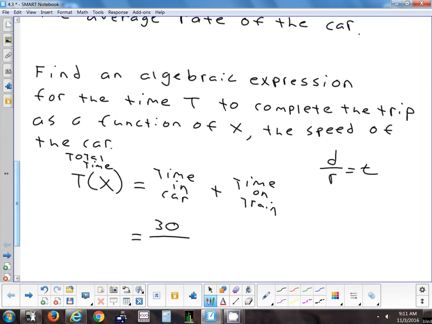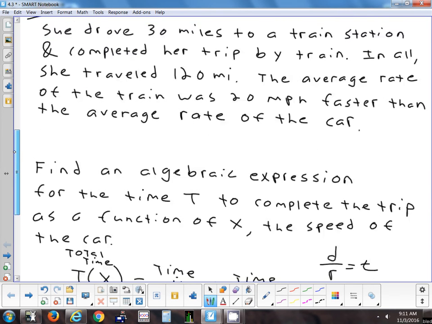X is the speed of the car. So that's all we get. Now we're going to find the time on the train by taking the distance she traveled by the train divided by the speed of the train. They didn't give us the distance on the train, but I think we can figure it out.